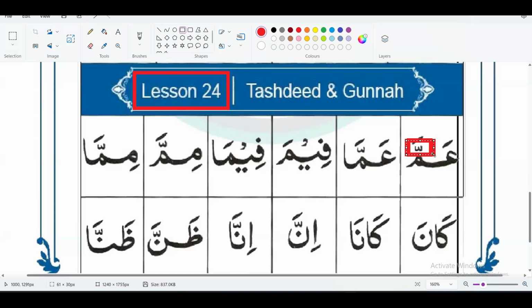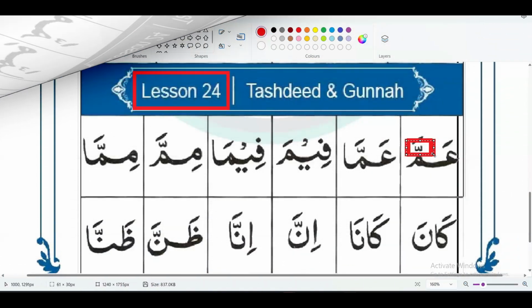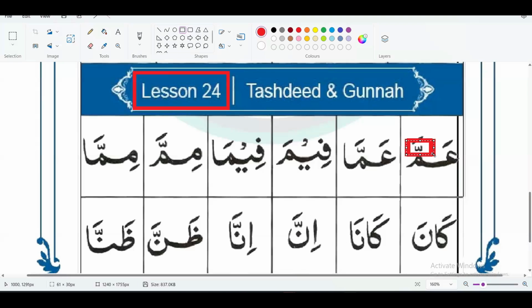So whenever you have a shad on any letter, we read that letter twice. Means we read that letter two times. Got it? So how will we read any letter two times? In the same way, or is there a difference? Whenever we have any letter which has a shad on it, we read that letter two times. But how?